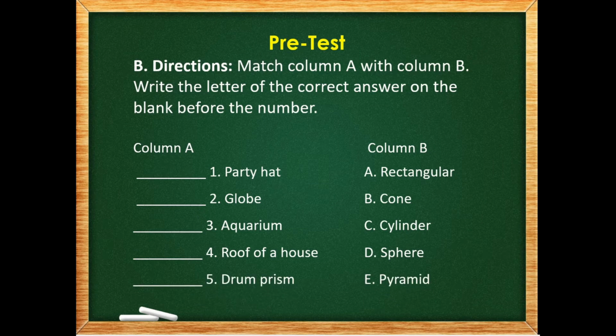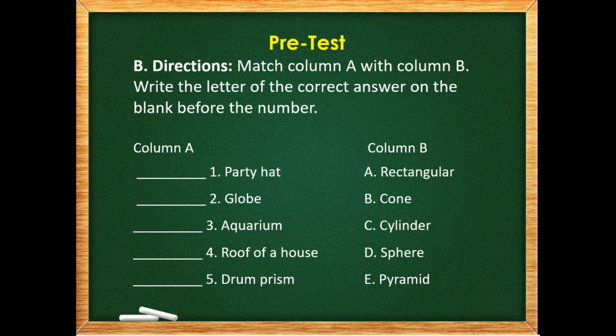Now for our next activity, we are going to match column A with column B. Write the letter of the correct answer on the blank before the number. I will give you another 3 minutes to answer this one. Now if you are done, let us check if your answers are correct.